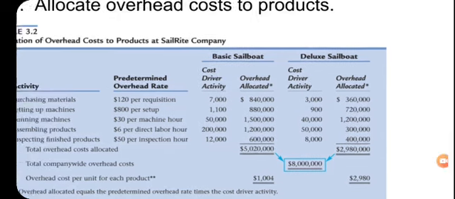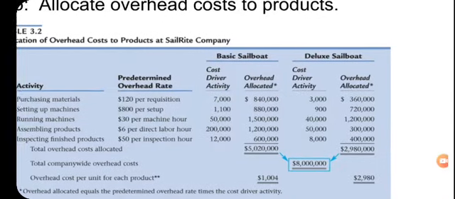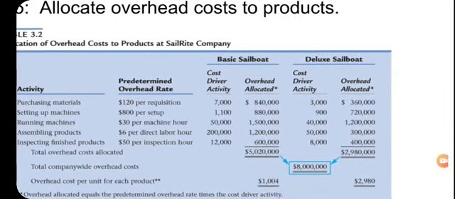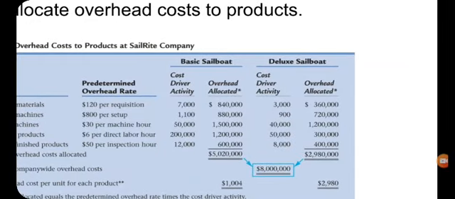So, and then we see activity number 2. The activity is setup machines. The predetermined overhead rate is $800 per setup. The basic sailboat requires 1,100 setups. So how much is the overhead allocated for the basic sailboat for this activity? So $800 per setup times 1,100 setups. The overhead allocated is $880,000.